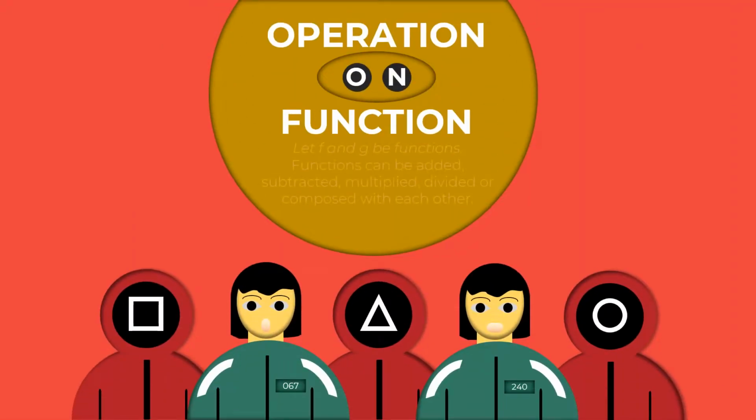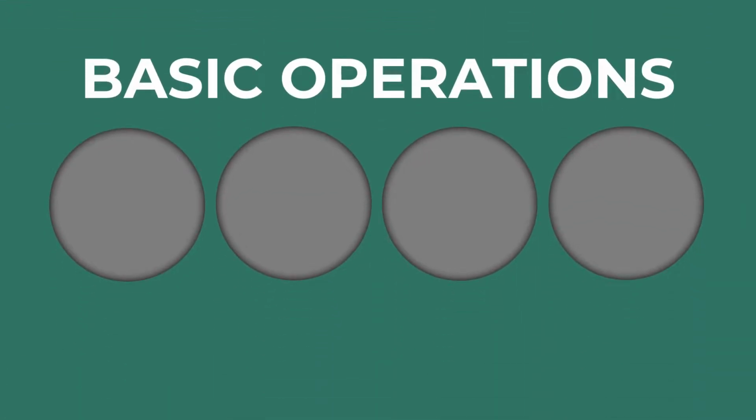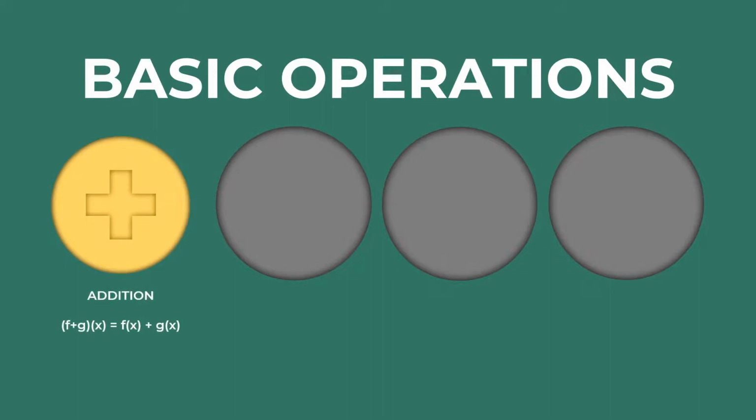Operations of functions. Let f and g be functions. Functions can be added, subtracted, multiplied, divided, or composed with each other. There are four basic operations. Addition: let f and g be functions, and their sum, denoted by f plus g, is the function defined by (f plus g) of x is equal to f of x plus g of x.